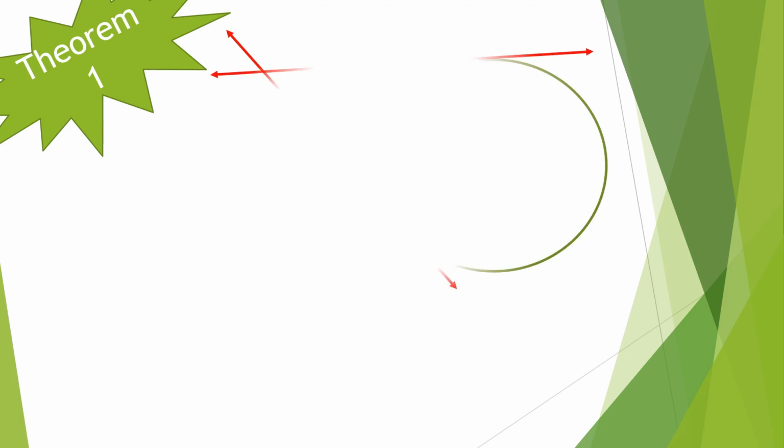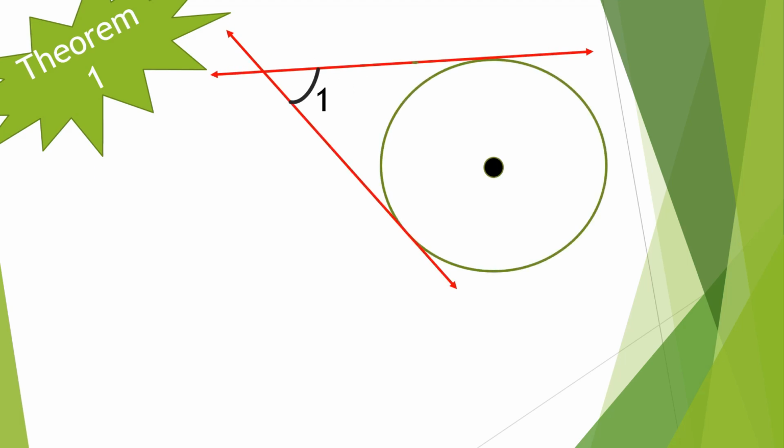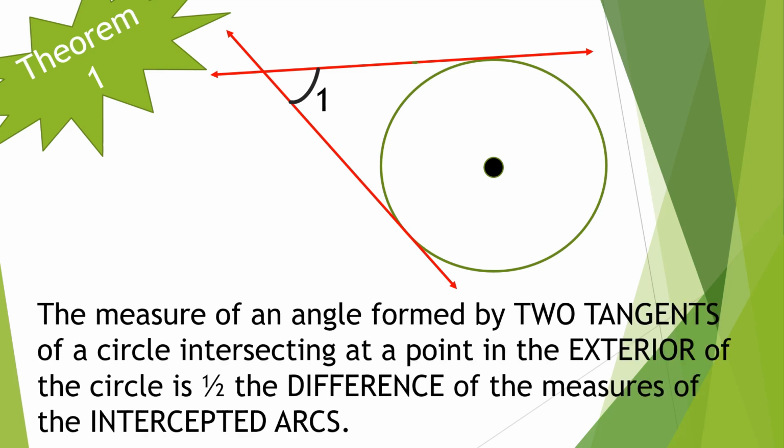So let's have first theorem number 1. We have here two tangents that meet outside the circle and it forms angle 1. How are we going to solve for angle 1? The measure of an angle formed by two tangents of a circle intersecting at a point in the exterior of the circle is 1/2 the difference of the measures of the intercepted arcs.